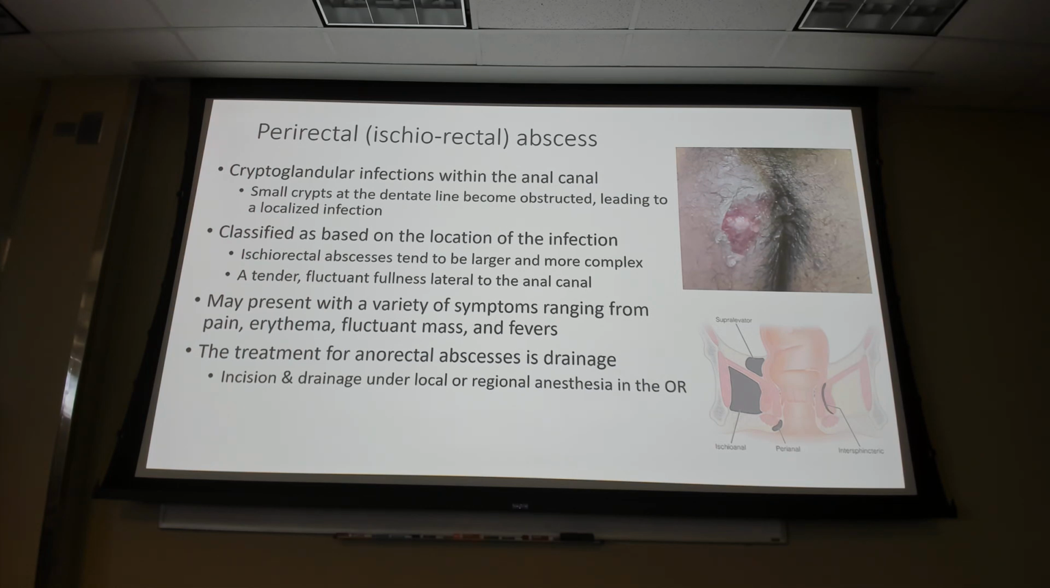Yeah, we're almost done. So perirectal abscess. And this is just an infection of the anal canal. You obviously have these small crypts at the dentate line. They get obstructed. They lead to a localized infection. And we basically classify it just based on the location. These tend to be extremely painful, and they can become very large.